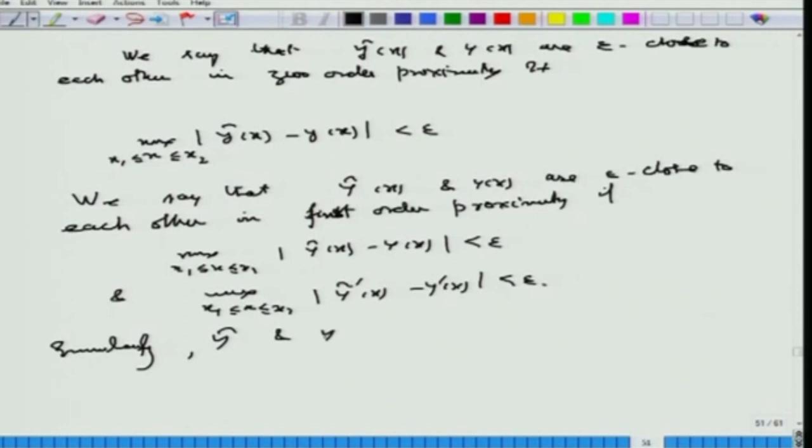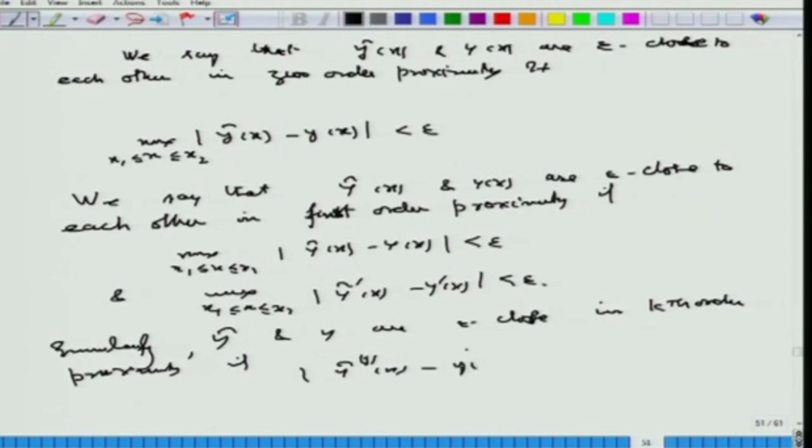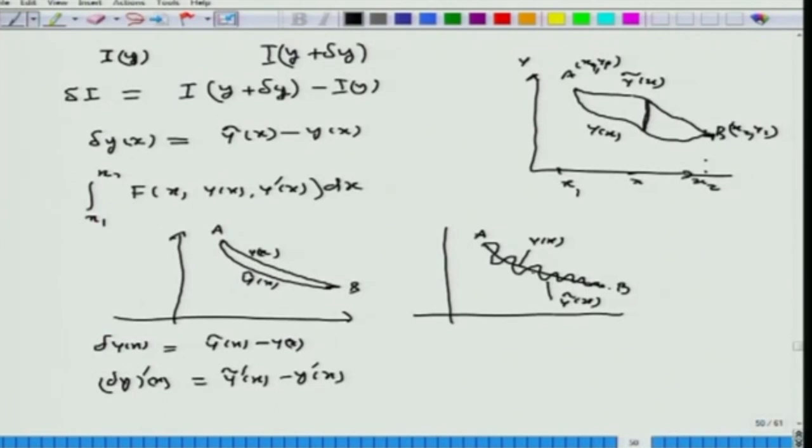y tilde and y are epsilon close in kth order proximity if the jth derivative of y tilde x minus the jth derivative of y x is less than epsilon for j equal to 0, 1, 2 up to k. 0th order means the function itself. So, these curves are not only close like this, these are only zero order close, not first order, whereas this is first order close, first order proximity of these curves y and y tilde.